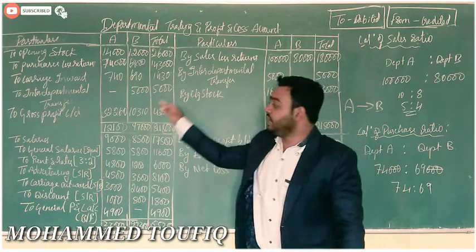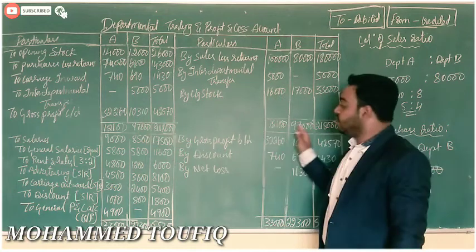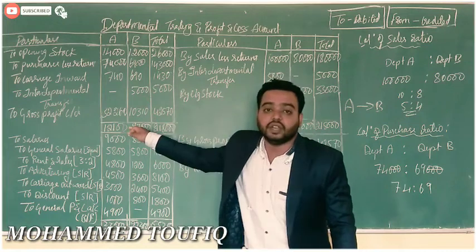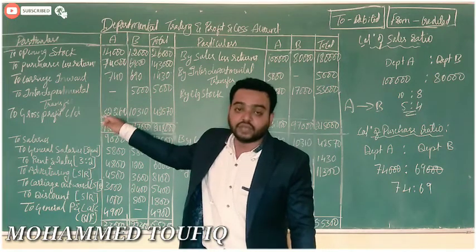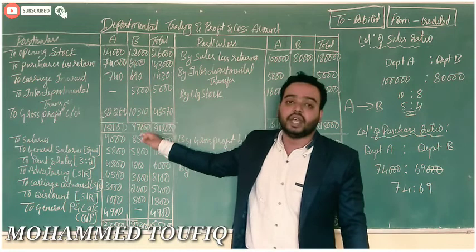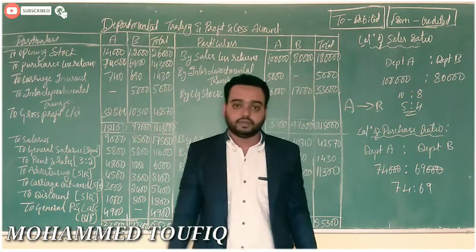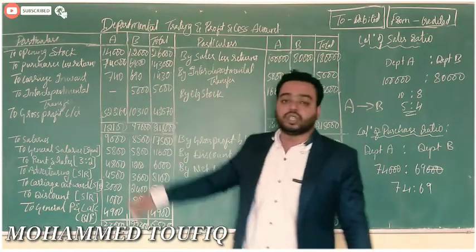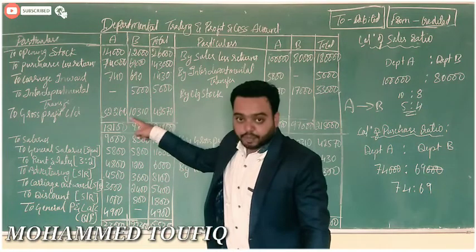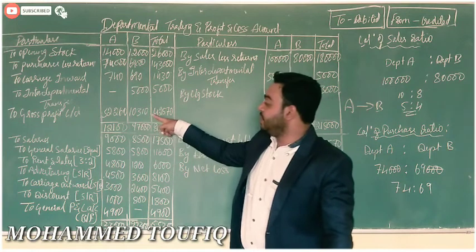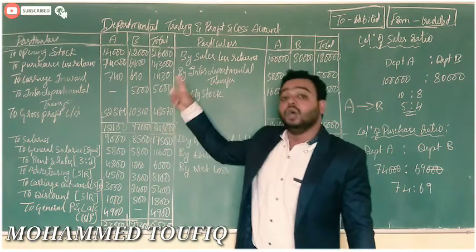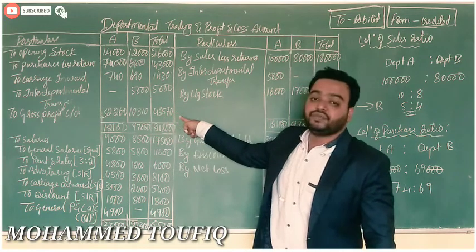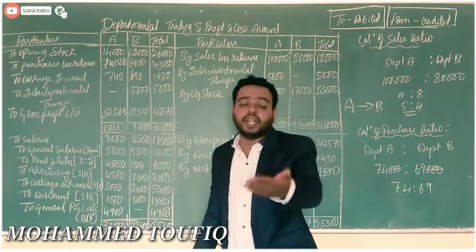After writing the interdepartmental adjustments, you can find out a total. The highest total should be considered here. The balancing figure, if you get it on the credit side, is considered as gross profit. So in this question, the gross profit is 32,260 for department A and gross profit of department B is 10,310. Total gross profit of both the departments is 42,570. So this is the end of the trading account.